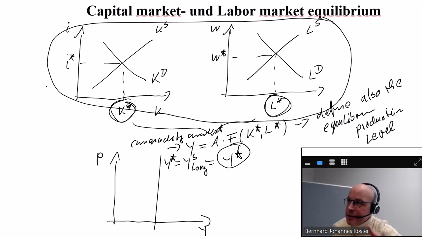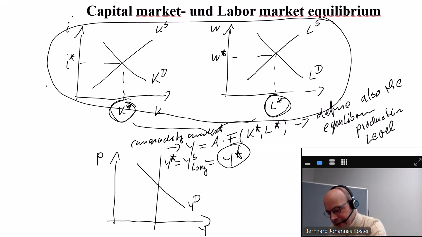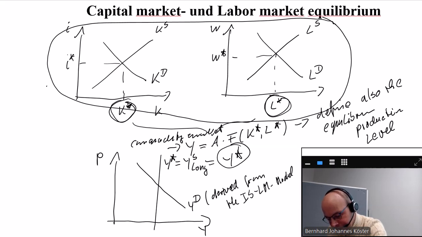And from our Keynesian theory, this I will provide in this diagram too, we had derived our demand function at the commodity market, YD or AD, and this was derived from the IS-LM model.